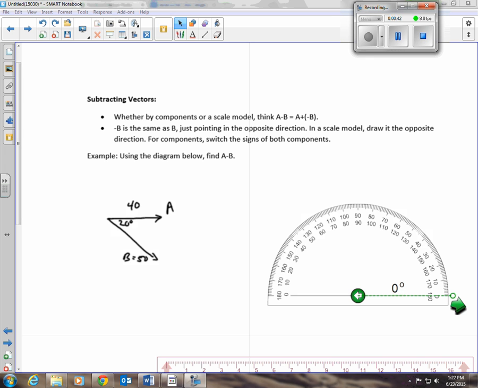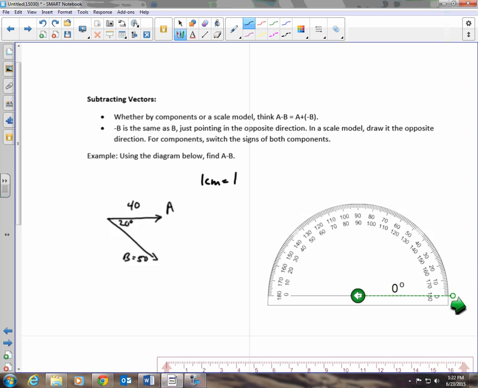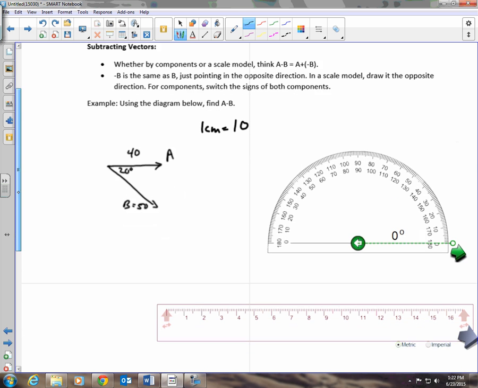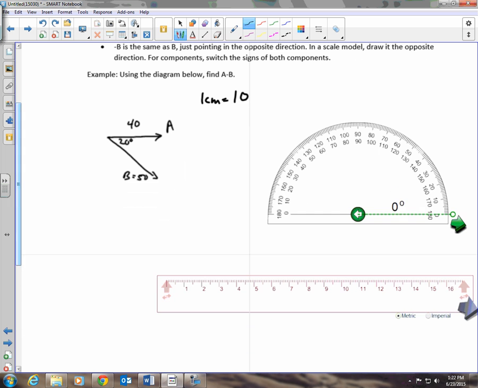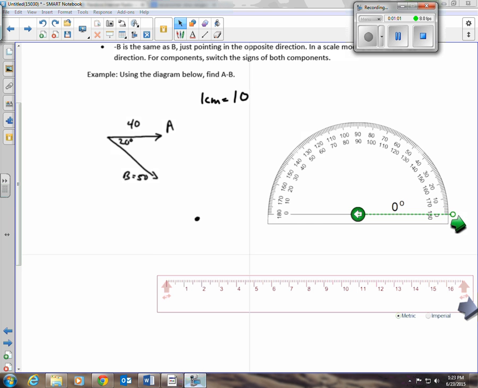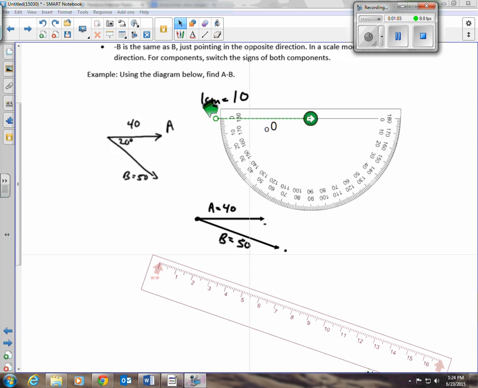So I'm going to use a scale of 1 centimeter to 10 units, and I'm going to draw that down here. So I'm going to put the origin right here. So I'm going to draw that, and watch me setting it up. Okay, so now I've drawn in A and B.